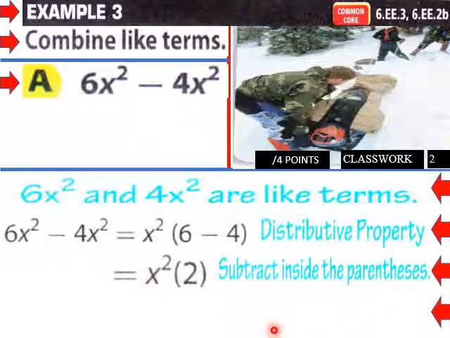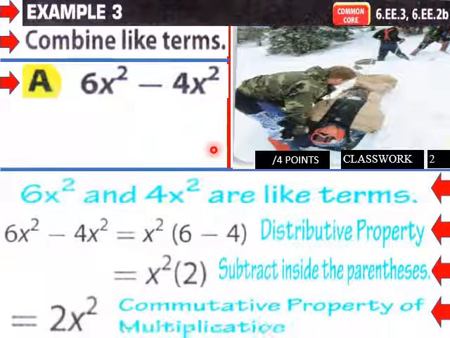This is your commutative property of multiplication. You just move your 2 out in front. So 6x squared minus 4x squared equals 2x squared.